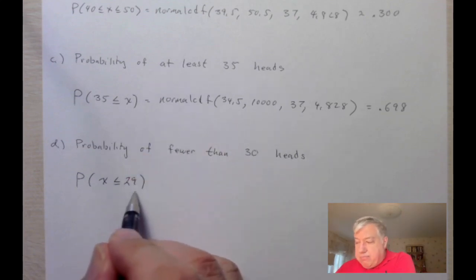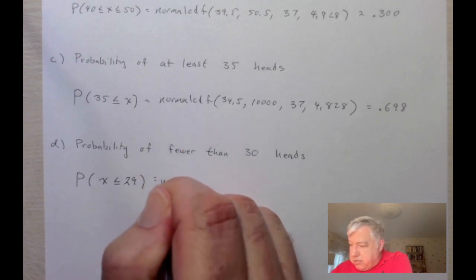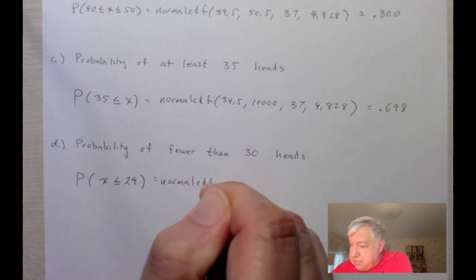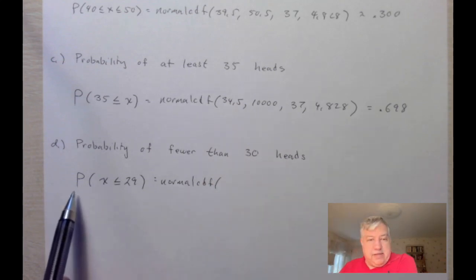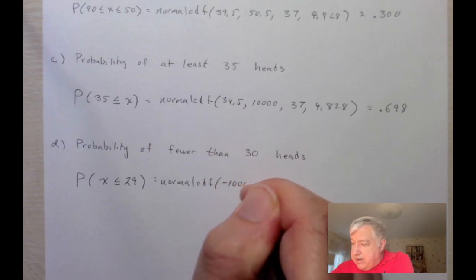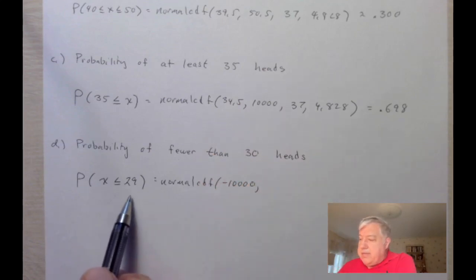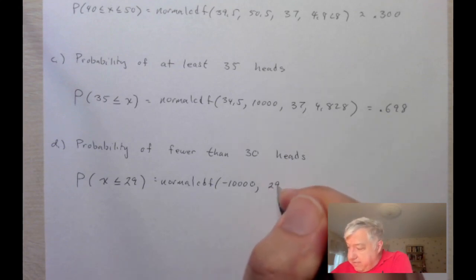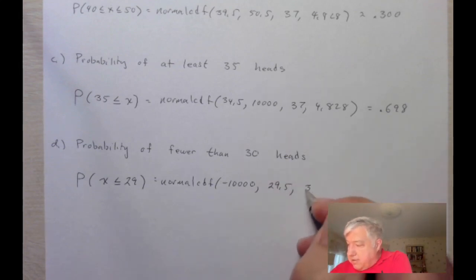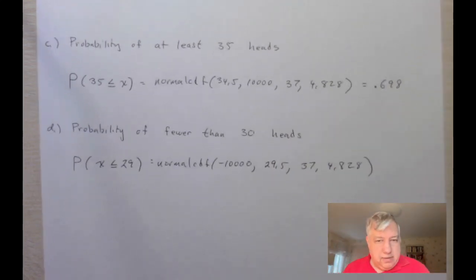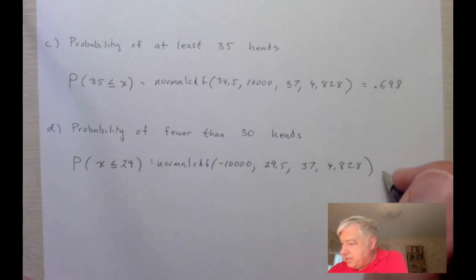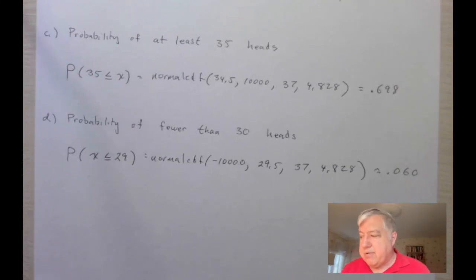So we add 0.5 to this. So this would be normal CDF of, well, the lower bound is negative infinity, so we can take that to be negative 10,000. Then the upper bound is 29.5, 37, and 4.828. And this is approximately 0.060. So 6% of the time you'll have fewer than 30 heads, or 29 or fewer heads.